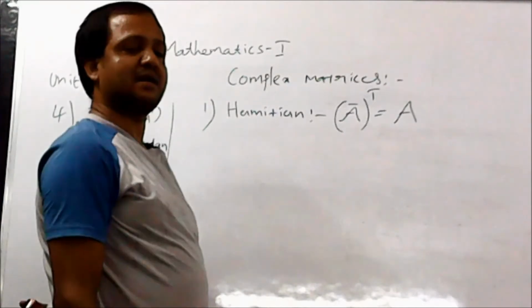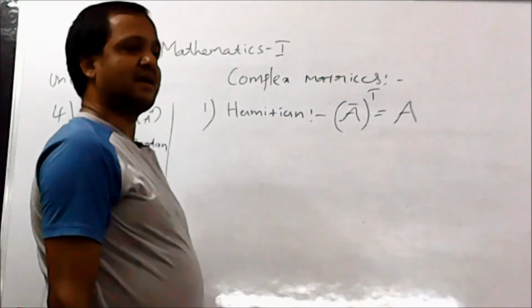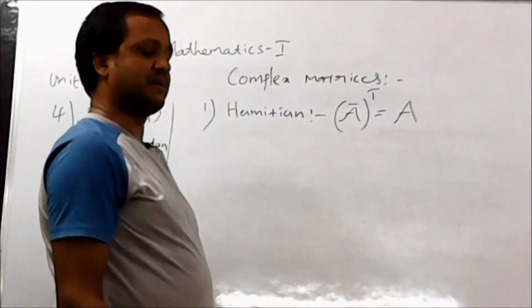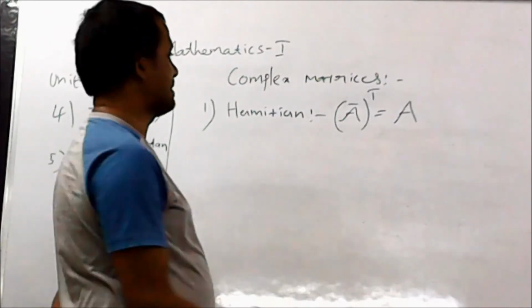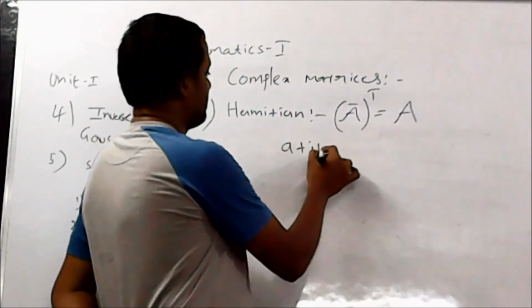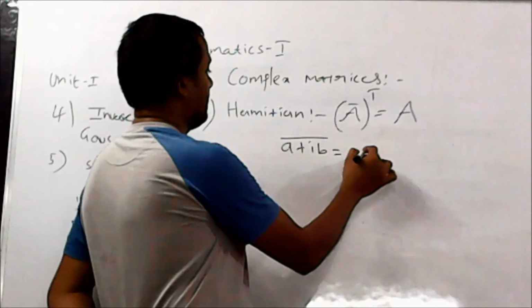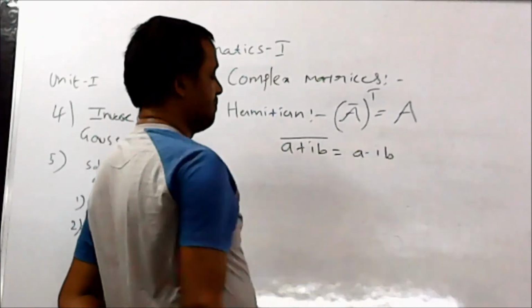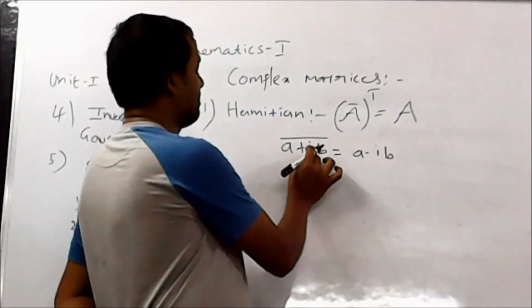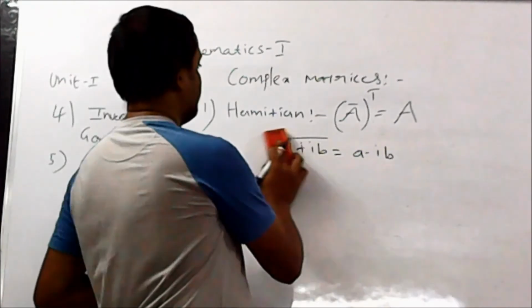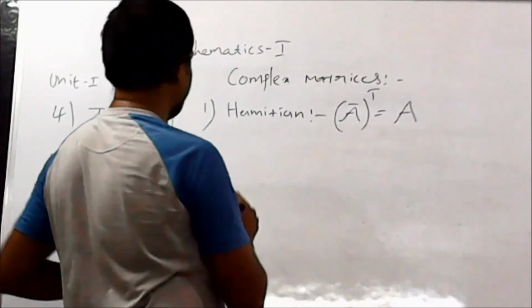What do you mean by conjugate? Conjugate means the image of the given element. Suppose it is A plus iB, then the conjugate will be A minus iB. Simply you can remember, we replace i with minus i, that is conjugate. So here we need to write an example.